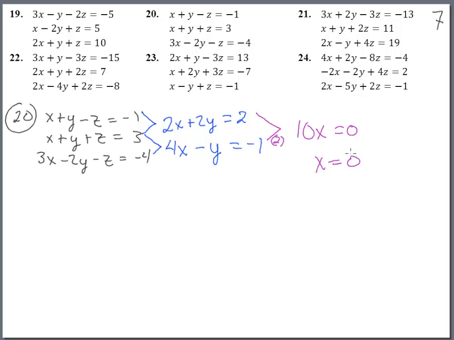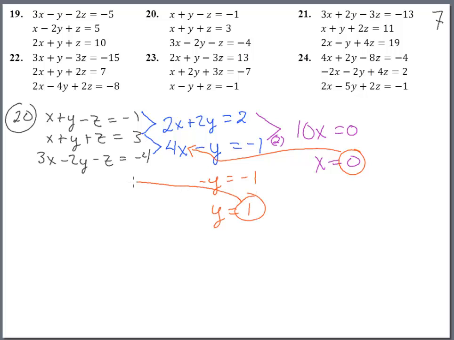So now we stick that back up over here. Let's do it with that one. So this guy is going to go over there. So we get -y equals -1. Means y equals 1. Now we have 2 of them to stick in.